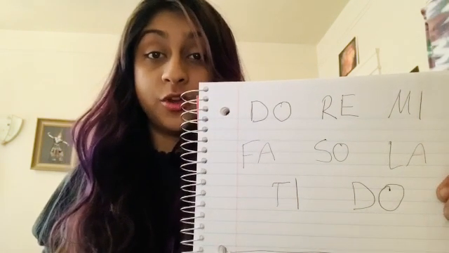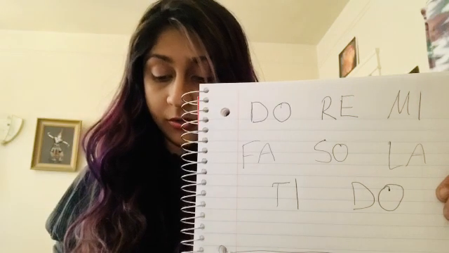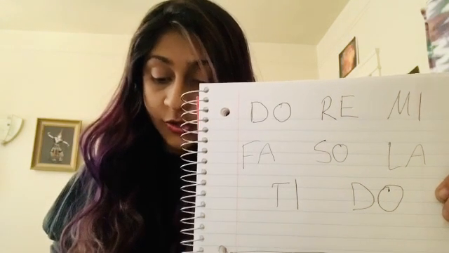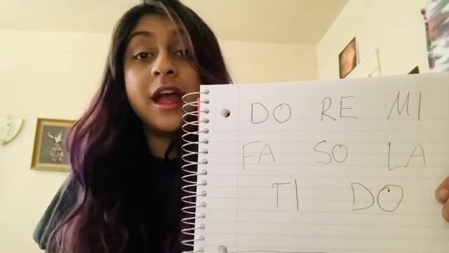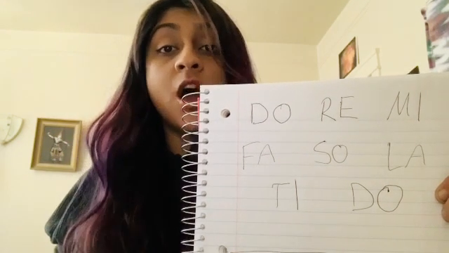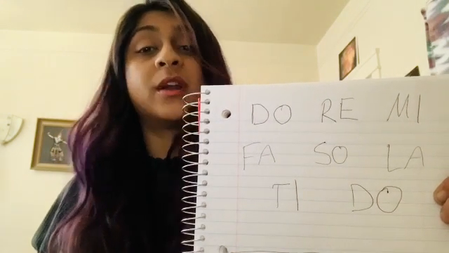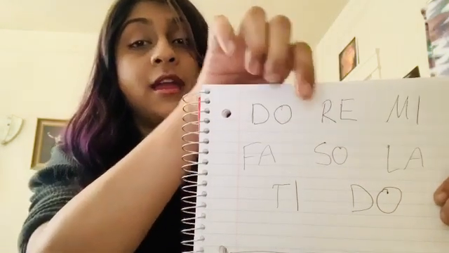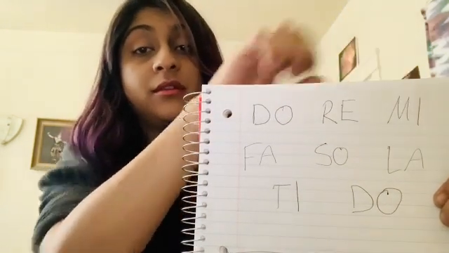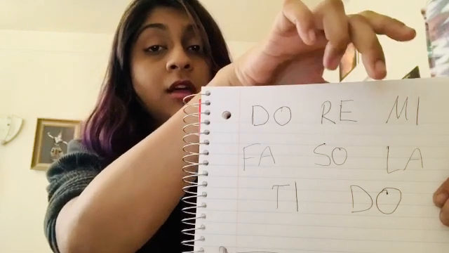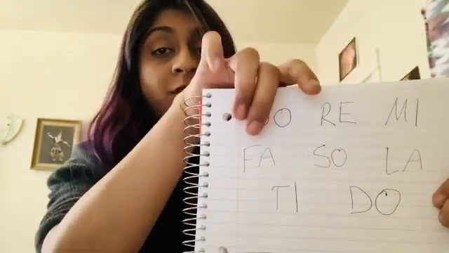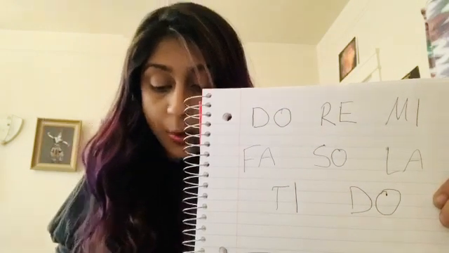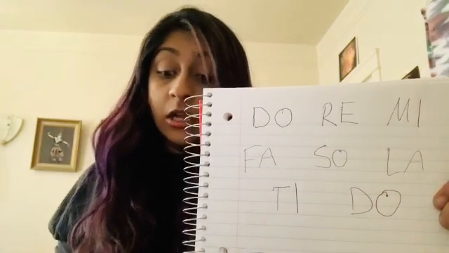Okay, now let's do one more. Do, mi, so, mi, do. Do, mi, so, mi, do. So what am I doing there? I'm skipping the re, going straight from do to mi. And then I'm skipping the fa. So I'm going do to mi, I'm skipping the fa, I'm going straight to so. So this is what it would sound like.